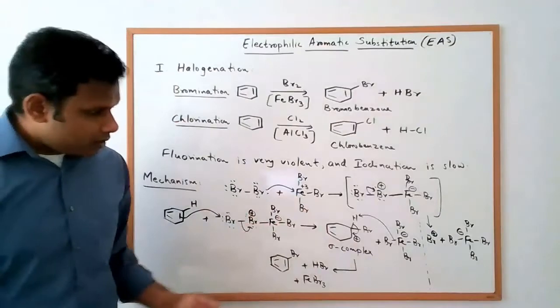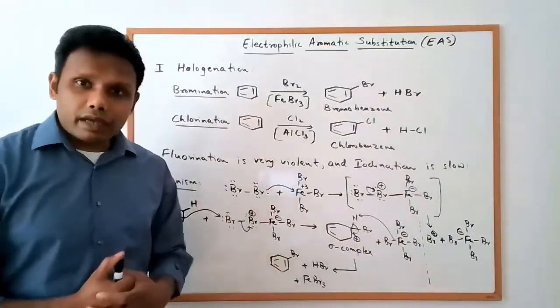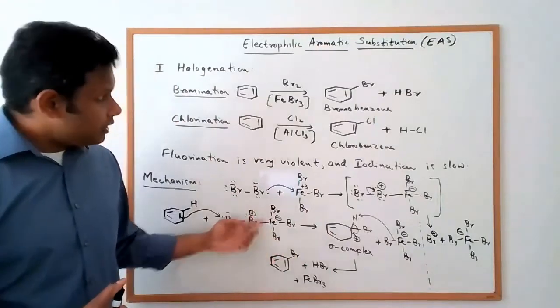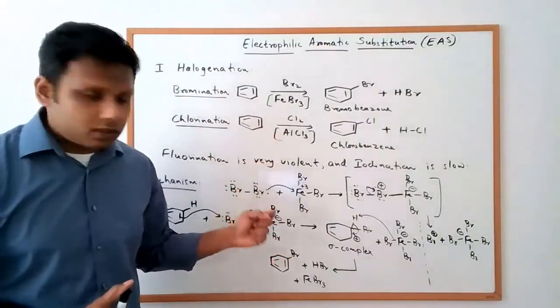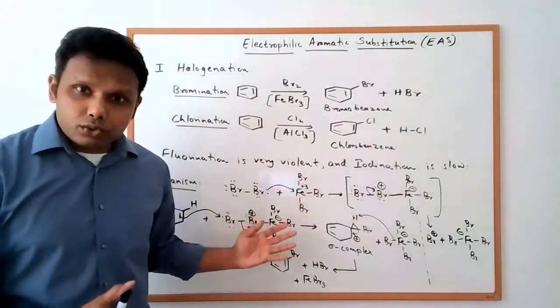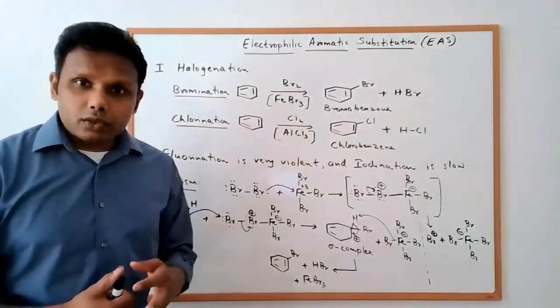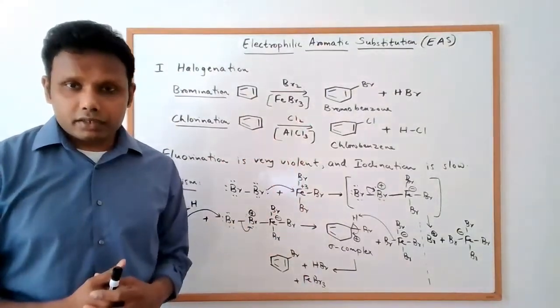But that's the mechanism of a bromination of an aromatic compound. And it can be easily extended to the chlorination by substituting the bromine and the FeBr3 with the chlorine and the AlCl3, the aluminum trichloride. So that gives us a similar mechanism.